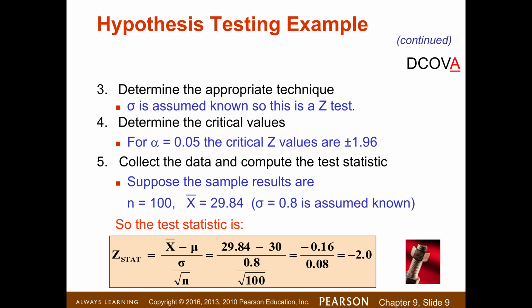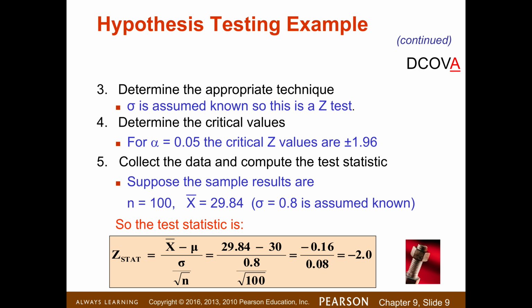So let's just assume that the sample results, that the X bar was 29.84. We sampled 100 of them. And again, the population standard deviation is 0.8. So what they've done is they've calculated the test statistic for you. They've inserted the 29.84 for X bar, the 30 for mu, the 0.8 for sigma, and the square root of 100 as the square root of n. They've calculated the numerator, they've calculated the denominator separately, and they come out with a test statistic of negative 2.0.